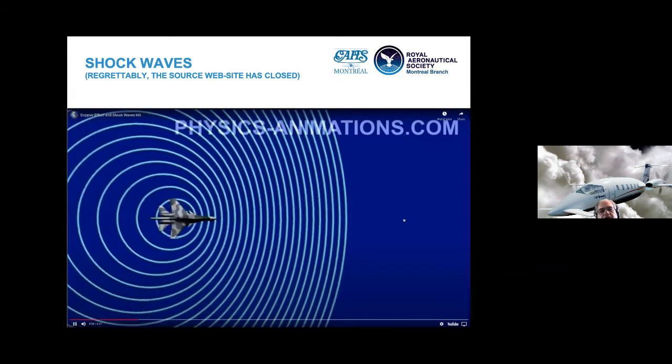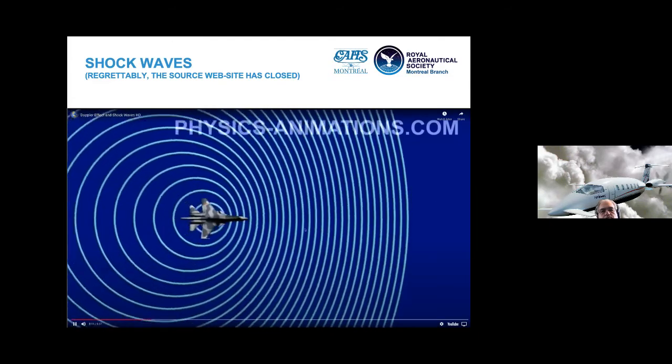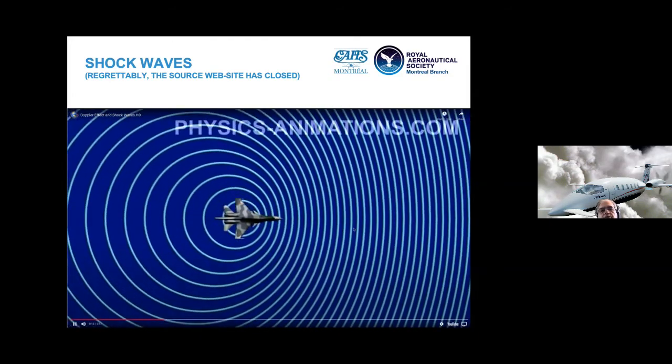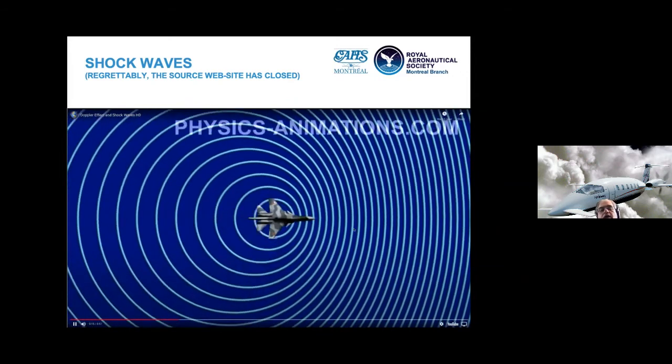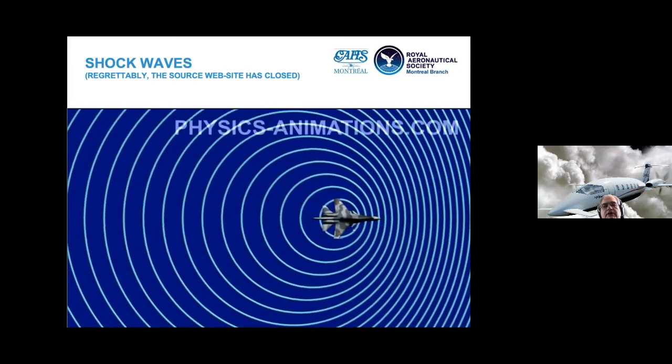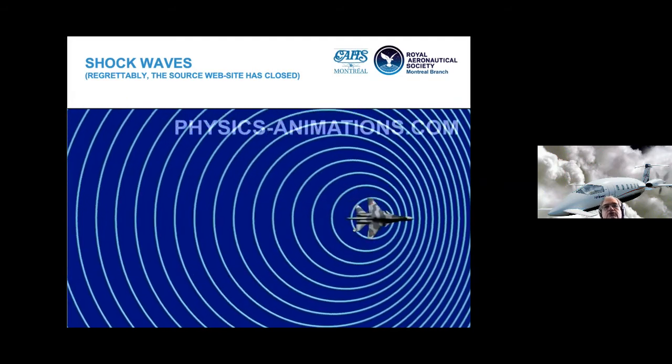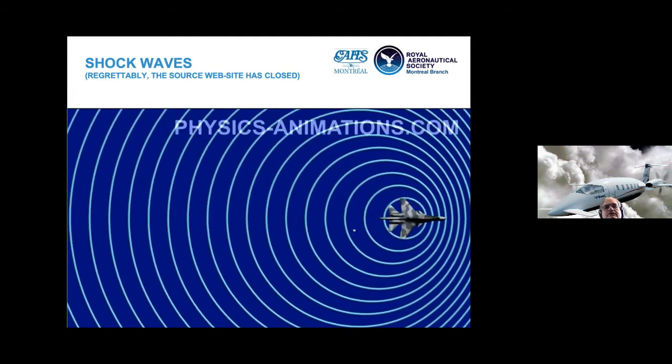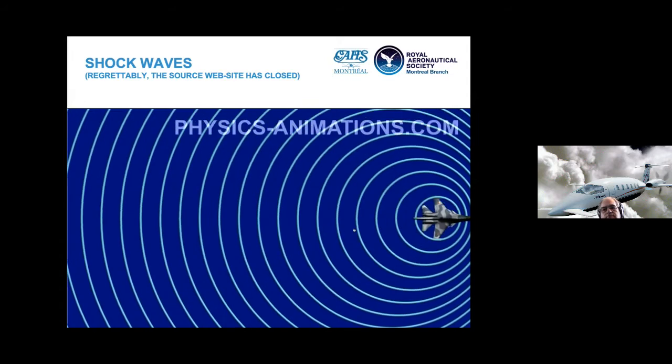Now let's look at this animation. Here are all these air molecules sending out their panic signal way ahead of the airplane that there's a big problem coming. And what that means is the air can start getting ready to get out of the way of the airplane well before it reaches it. That's why you see streamlines that are bending long in front of a subsonic wing.